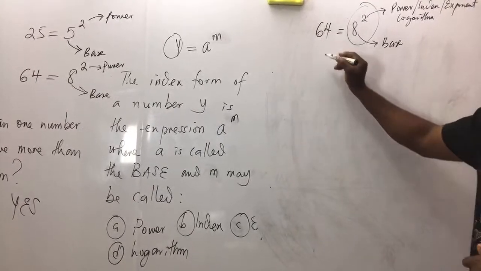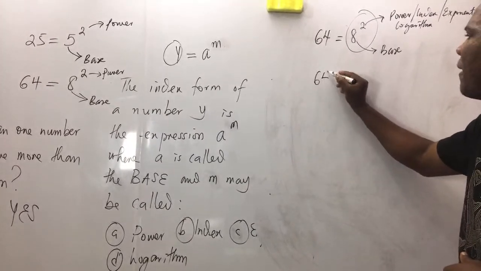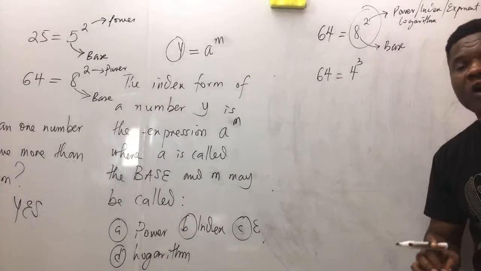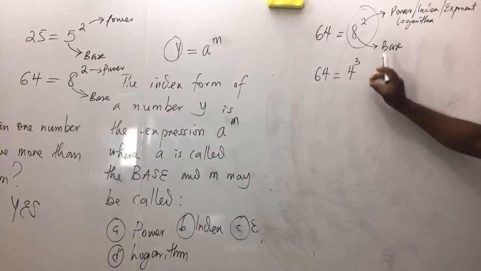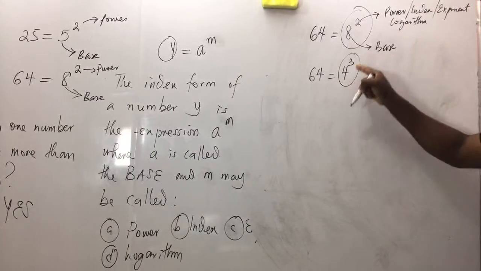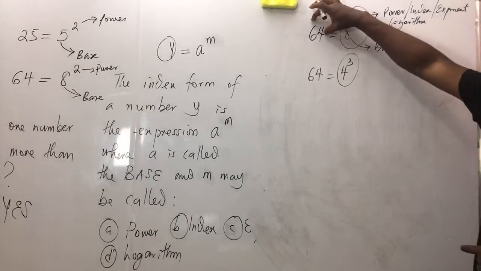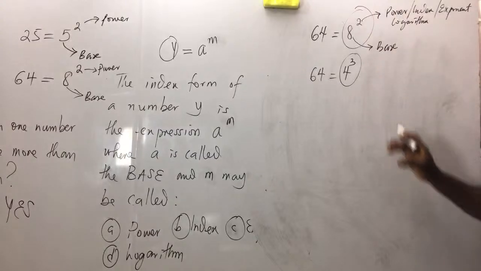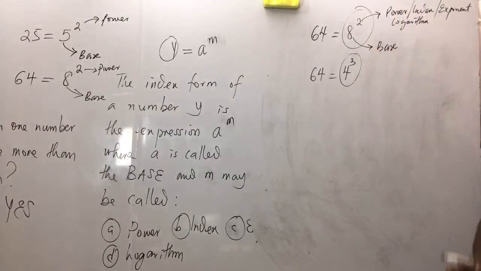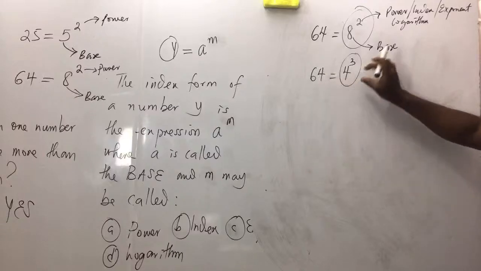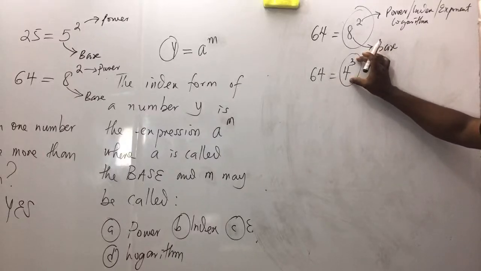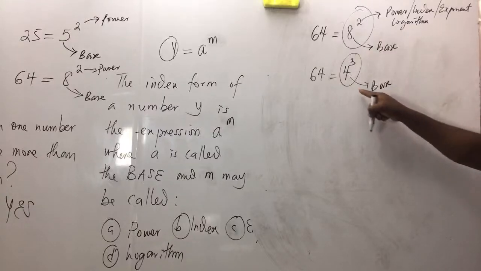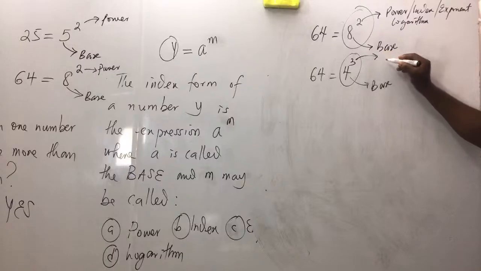Now, another way to write 64 may be 4 raised to the power of 3. 64 could also be expressed in index form as 4 raised to the power of 3. So this is one number, 64, having 8 raised to the power of 2 as its index form and 4 raised to the power of 3 as another index form. When 64 is expressed in index form as 4 raised to the power of 3, what is the base, guys? You guessed right. The base is 4, and what is the power in this instance?